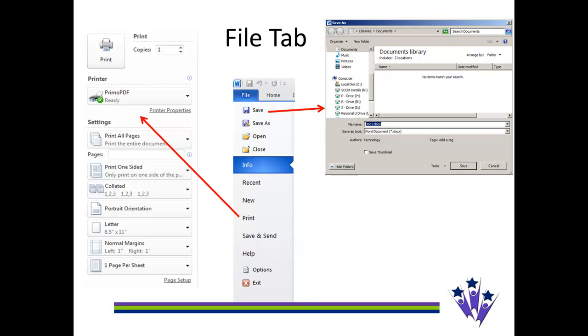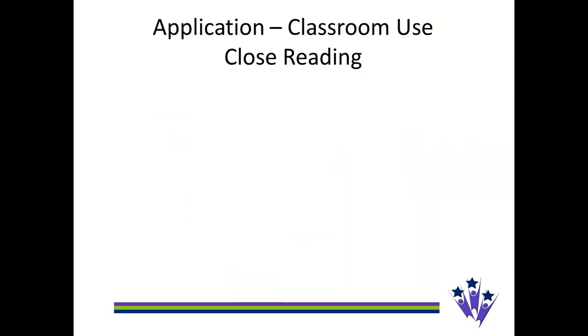On the left-hand side of the screen, you can see the Print option. You can decide how many copies, which printer to send a document to print on, and if you want to print all the pages or a few pages. There's more options as you go down the left.